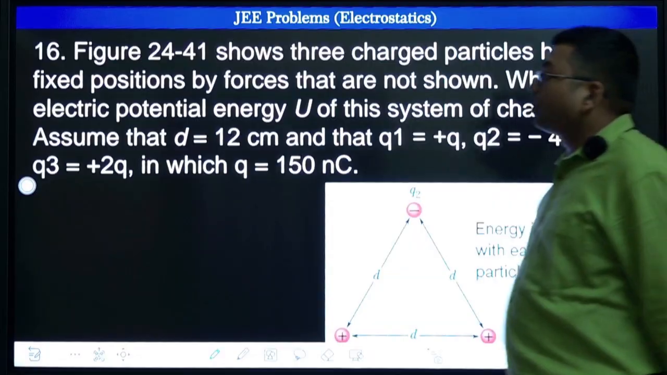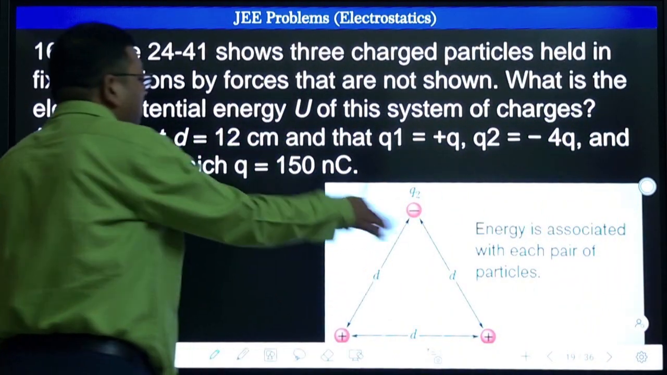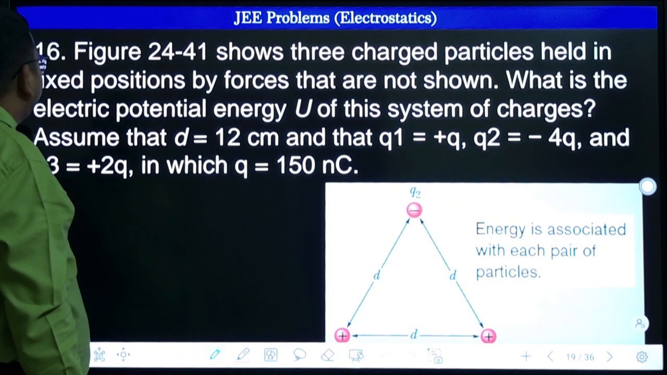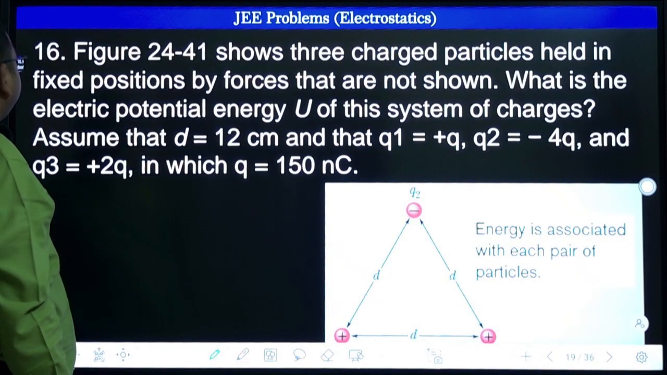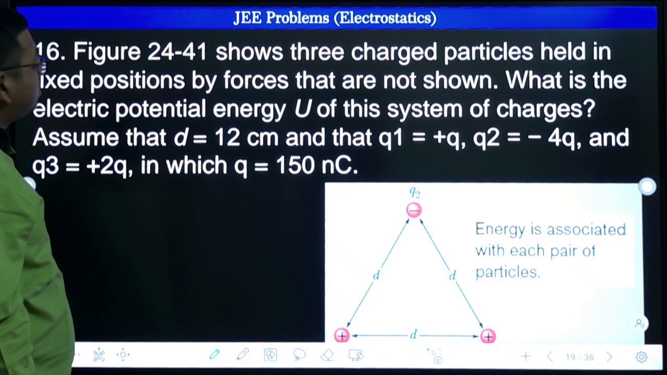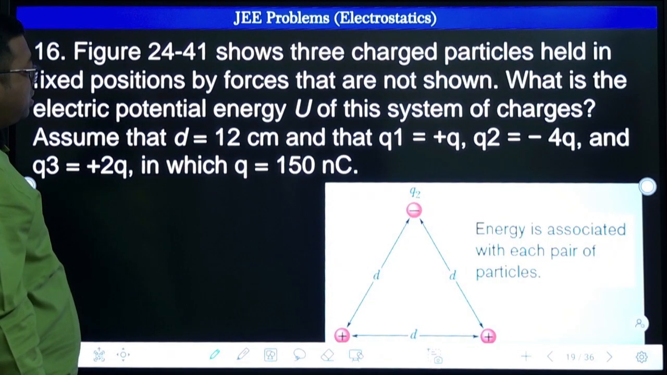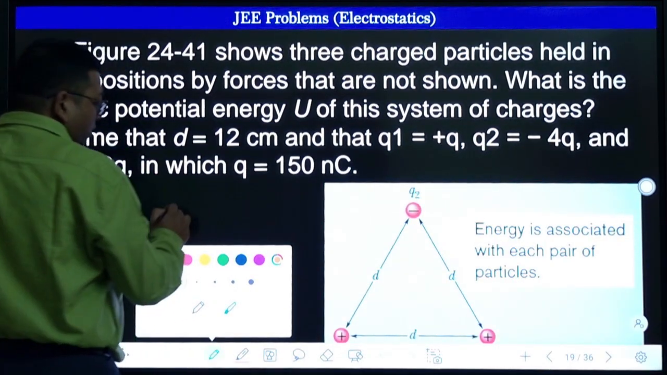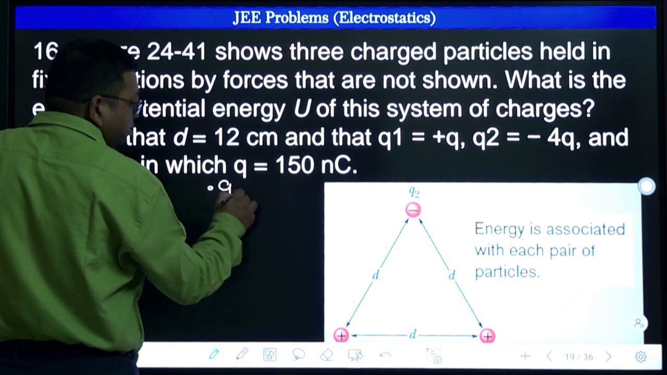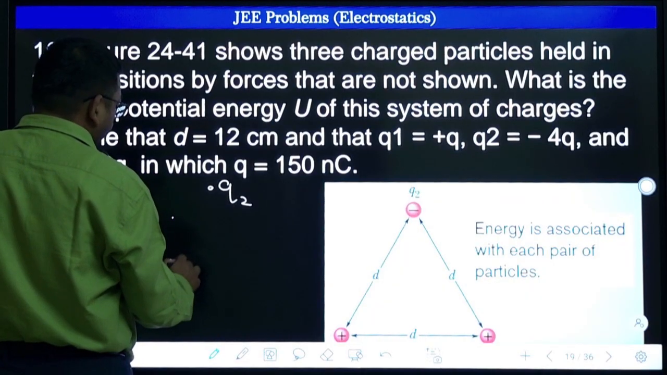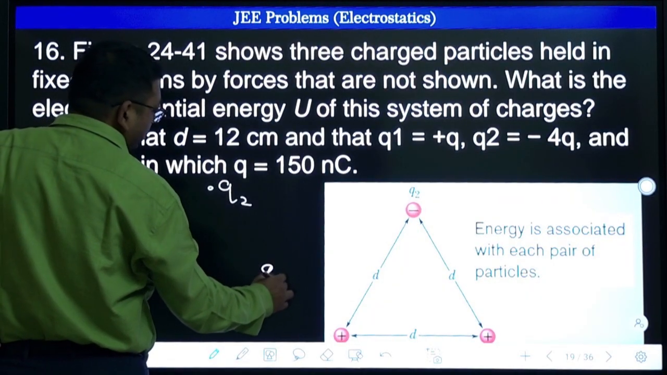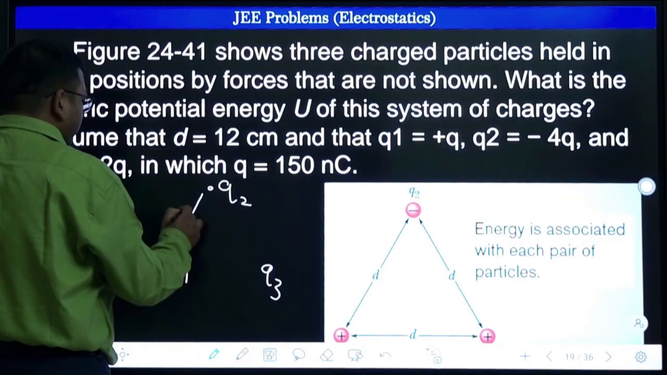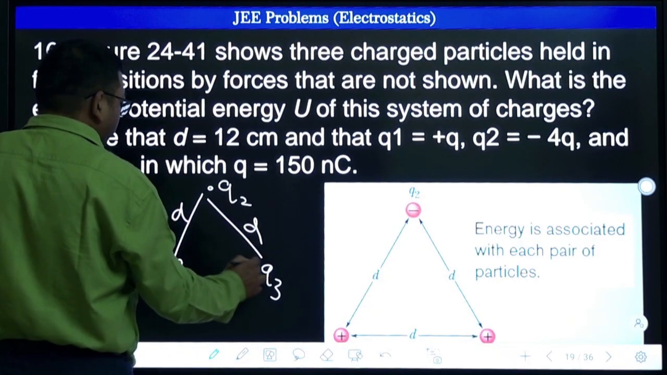Question number 16. Figure, again there is some charge distribution here, right? Fixed positions. What is the electric potential energy U of the system of charges? I assume that distances are given. This is again, now three charges are there. Here this is Q1, Q2, Q3, right? Let us take Q1, Q2, Q3, and distances are D, D, D.